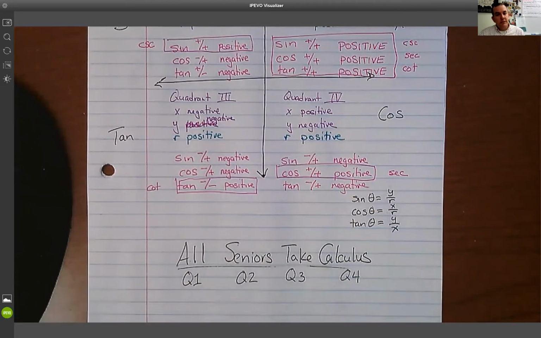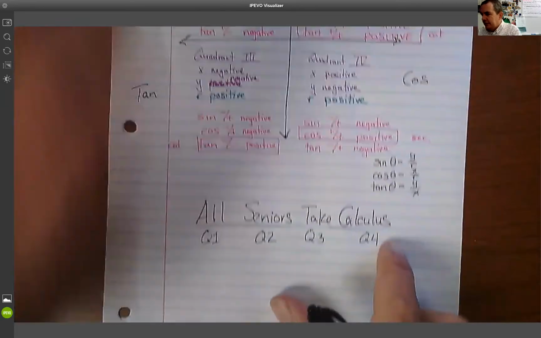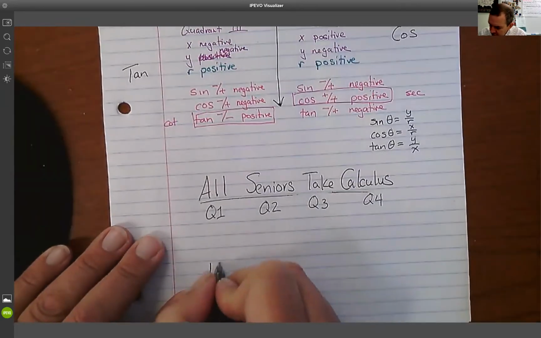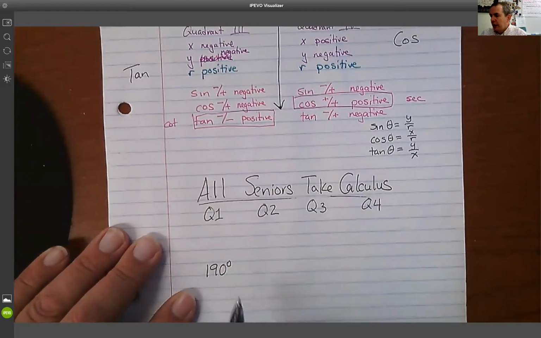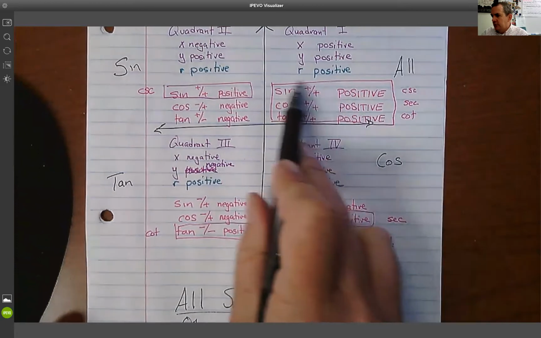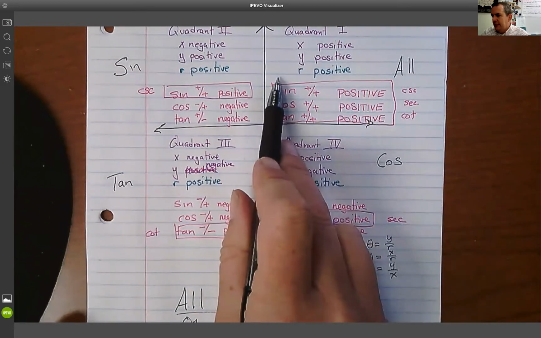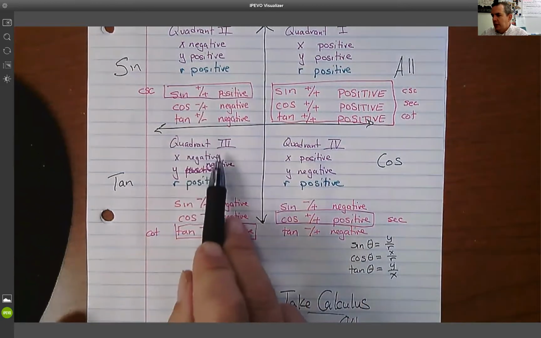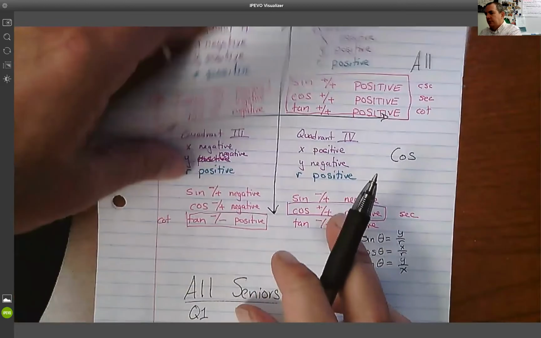So we did some practices in class where we were saying like, hey, if I have an angle that's in a specific place, what can I say about the value? So for example, if I told you I had the following angle, let's say I had the angle 190 degrees. Where does 190 degrees fall? If this is up to 90, this is up to 180. 190 degrees is in quadrant 3.